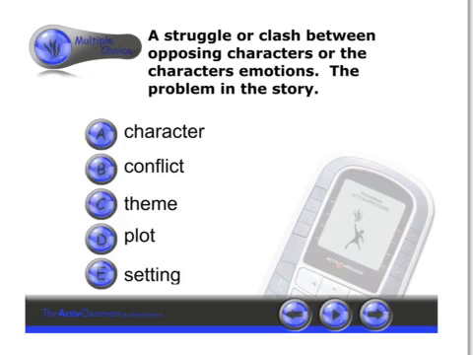So let's do a quick check for understanding. A struggle or clash between opposing characters or the character's emotions. It is the problem in the story. Is this the definition for A, character, B, conflict, C, theme, D, plot, or E, setting?